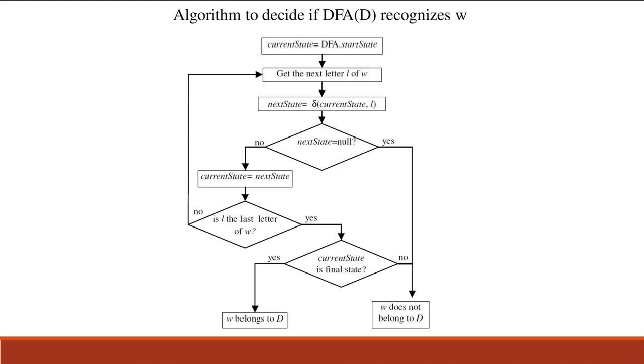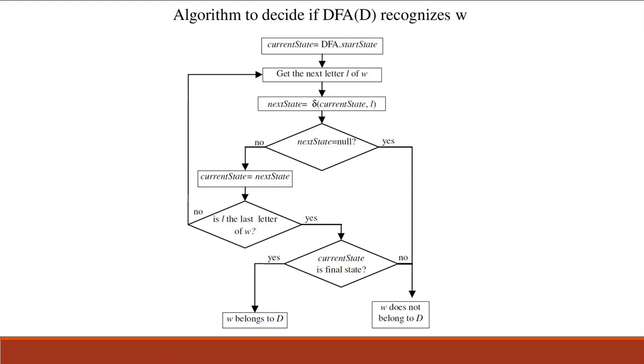So this is another algorithm which was mentioned in the first algorithm which we had shown. Basically, we make the current state the start state of the DFA, and it's very similar to the previous algorithm, but kind of different. We get the next letter L of W. Then we make the next state the transition between the current state and L, and we check if the next state is null. If it is null, then W does not belong to D. If it is not null, then we make the current state the next state.